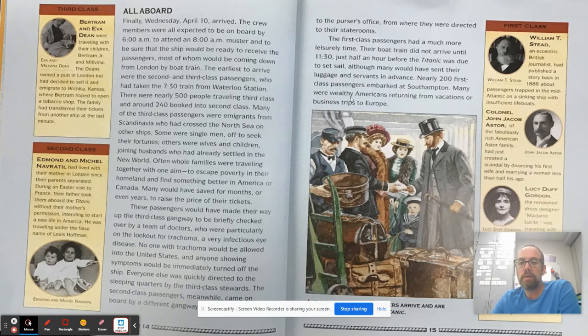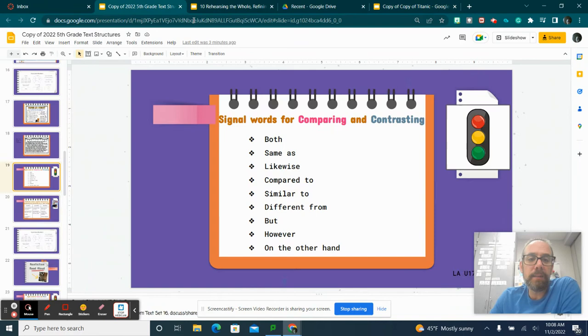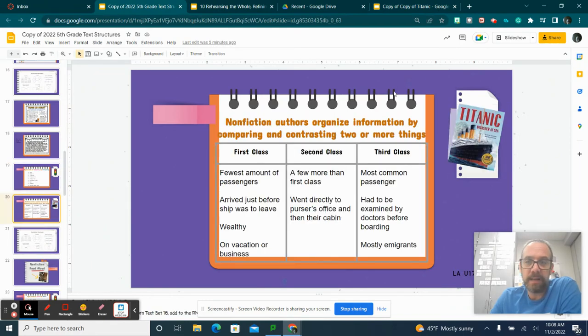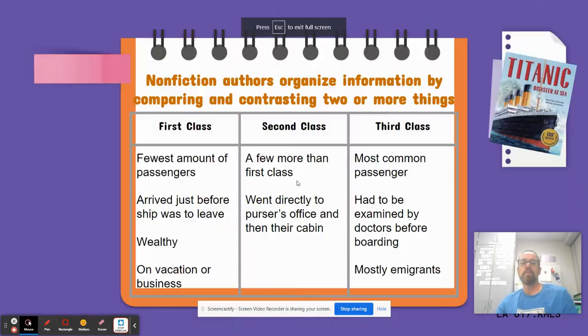So when we think about who these people are versus our third class or our first or second class people, we can come up with a way of comparing them. So here is one way. I put some information in. I'm going to start with third class over here. Even though they were the first group on the page, this just goes first, second, third for this organizer.